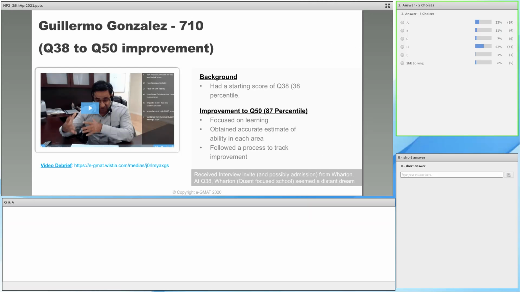Guillermo is another example, somebody who had a significant improvement from Q38 to Q50, and eventually he ended up getting an admit from Wharton. And it's all about that process, guys. End of the day.